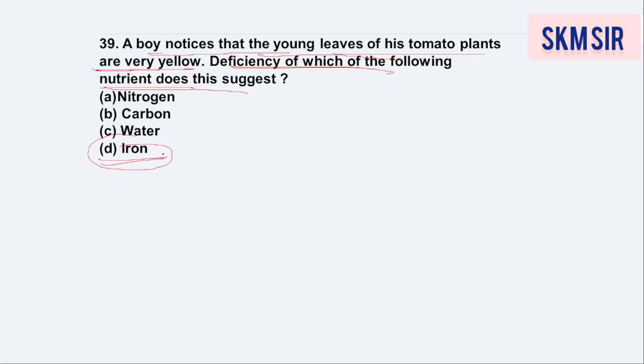We cannot say that only a single element's iron deficiency will lead to the yellowing of leaves. There are lots of elements, which are given in NCERT as well, like nitrogen, potassium, magnesium, sulfur. But one of the very important elements is iron. So out of these 4 options, we will be choosing our best option, that is iron. Okay, dear friends, so option number D will be the correct one here.